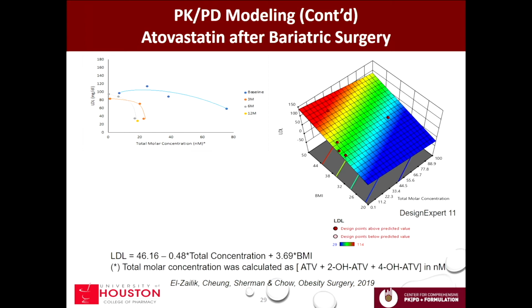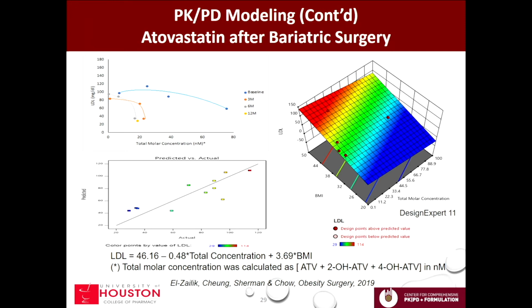actually LDL is affected by the total concentration of atorvastatin and the two metabolites, also affected by BMI. Okay. So therefore, given BMI and given exposure, we can project what will be the LDL. And also, if we know the target LDL, we know what kind of exposure is needed with the given BMI. And this shows the correlation. There's different colors, different groups.